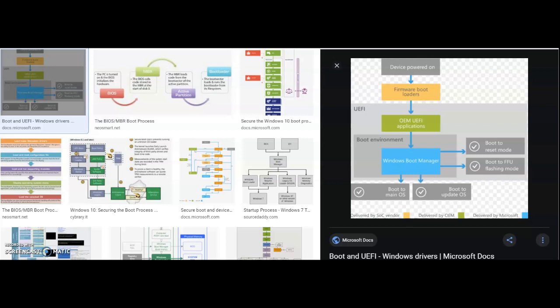Once a valid boot disk or startup disk is found, the computer begins loading the operating system into the system memory. After the operating system finishes loading, the computer is ready to be used. So as you can see here, firmware, bootloaders.